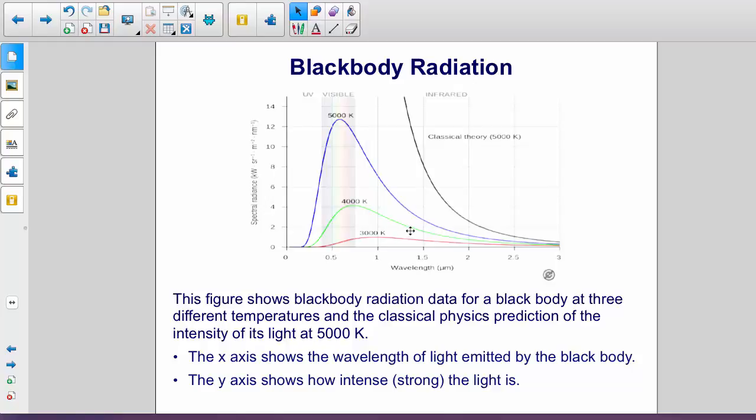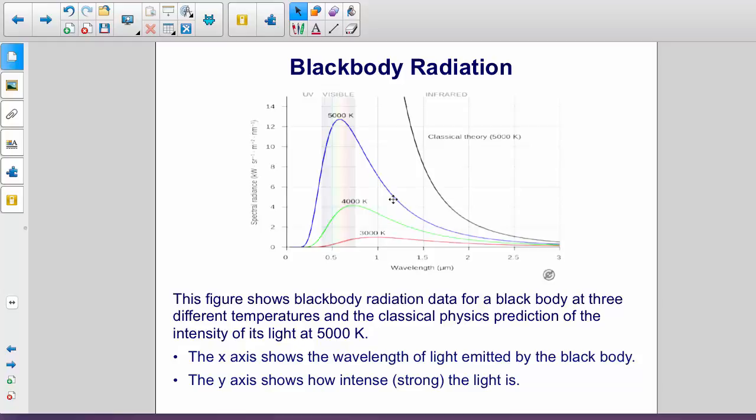In this figure, we see blackbody data for 3 different temperatures: 3000 degrees Kelvin, 4000 degrees Kelvin, and 5000 degrees Kelvin. The x-axis of this diagram shows the wavelength of light emitted by the blackbody, and the y-axis shows the intensity of that light. Again, what we're seeing is the intensity of light for each wavelength depending on temperature.